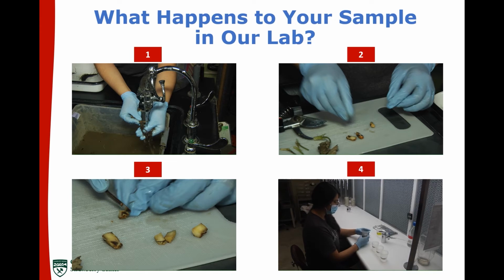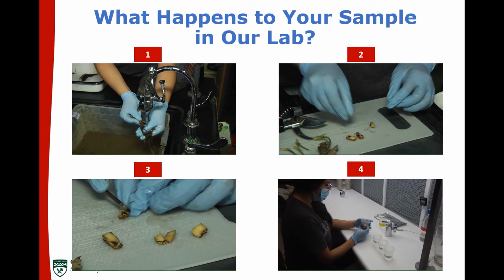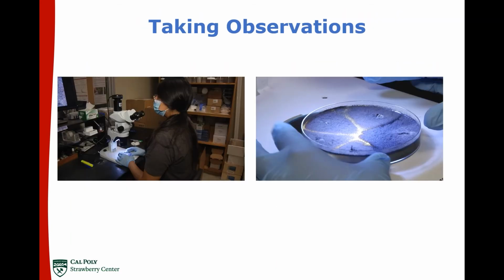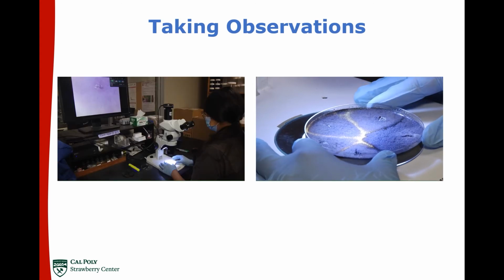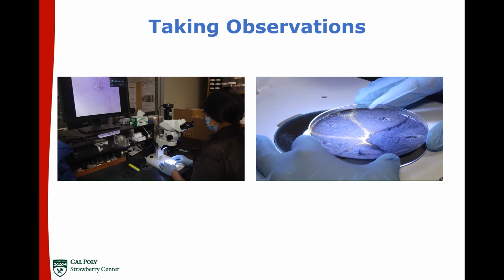In addition to that, we conduct molecular and immunological methods to give you the most accurate results. Then we take observations of the plated samples using microscopes. For example, this sample was positive for Fusarium and this sample was positive for Macrophomina.